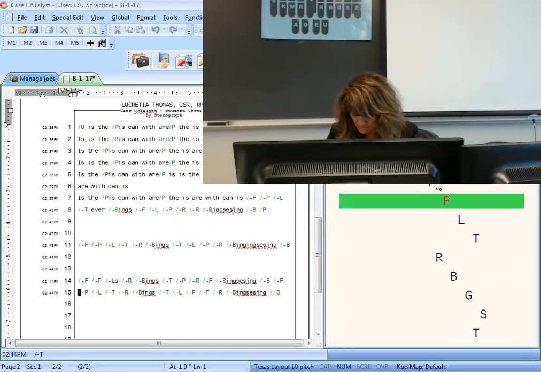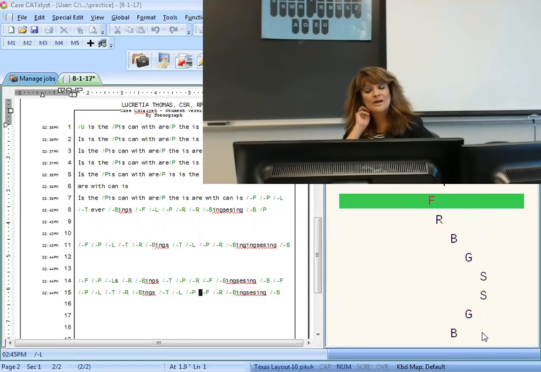Okay, so here I started. FPLT, and then you've got RBGS, TL, PF, and then again, RBGS, SGB. So that one's done correctly. So you're going to make sure you have five perfect rows of that first row. If you get five perfect ones, then you go on to the next one, five perfect rows. Check your work, because if you make a mistake, you're going to have to start over.